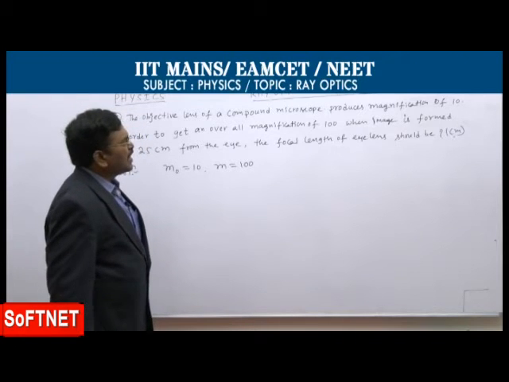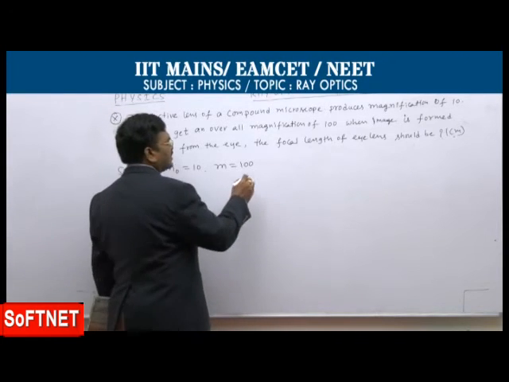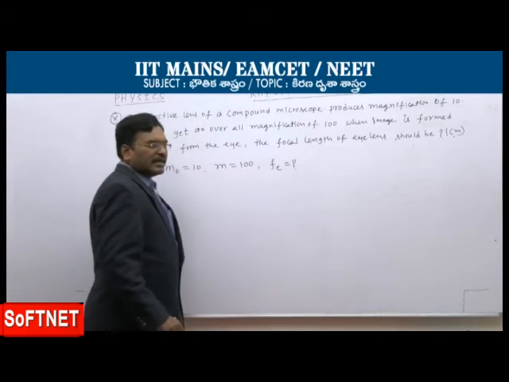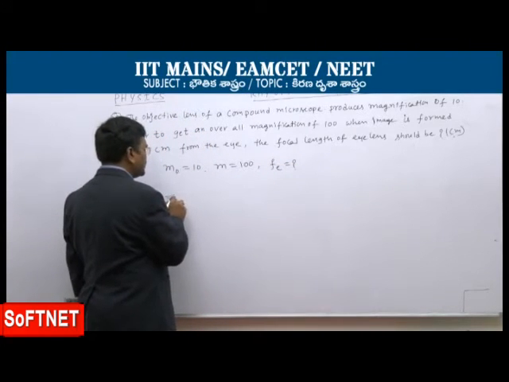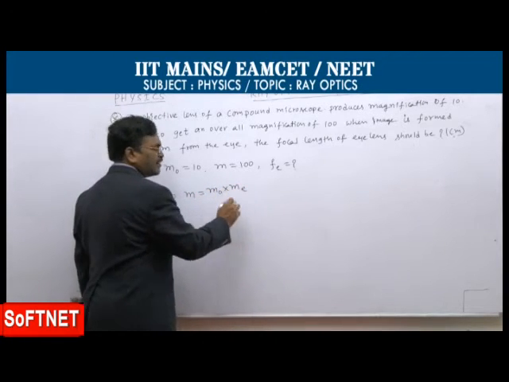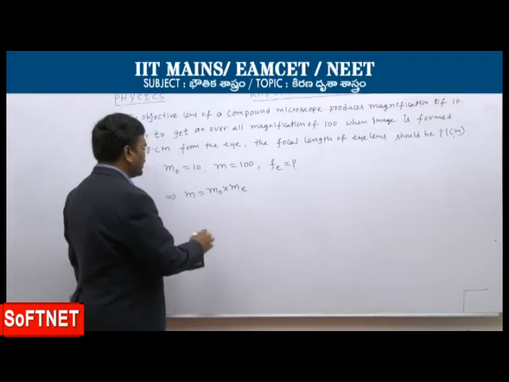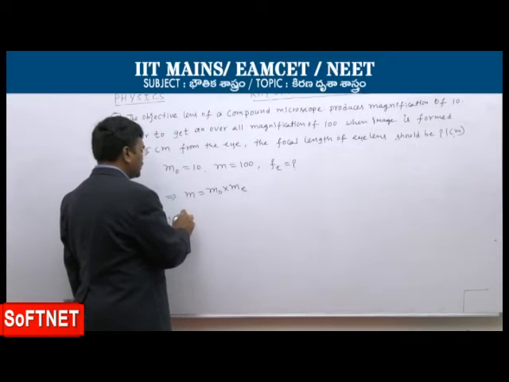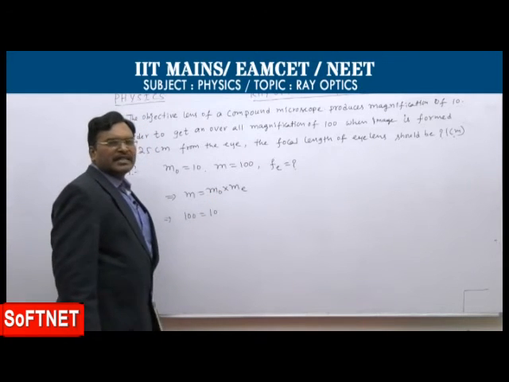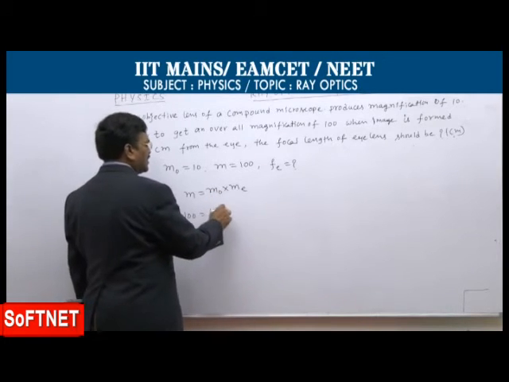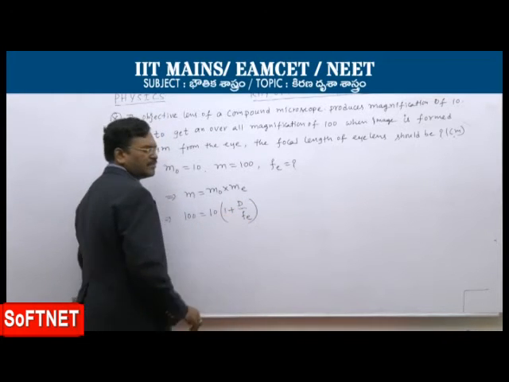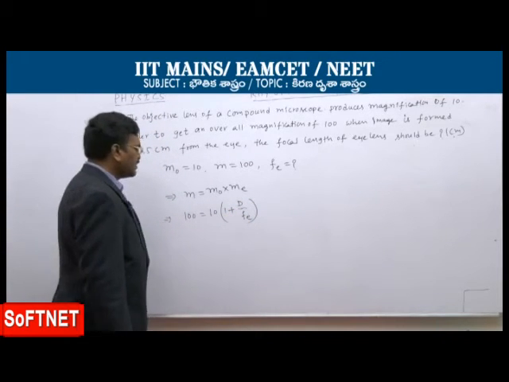Now we want to calculate the focal length of the eye lens. What is the formula for magnification? M is equal to M naught into Me. From this we substitute: M is 100, M naught is 10. Here the image forms at the near point, so the eyepiece magnification is 1 plus D by Fe, where Fe is the focal length of the eyepiece.